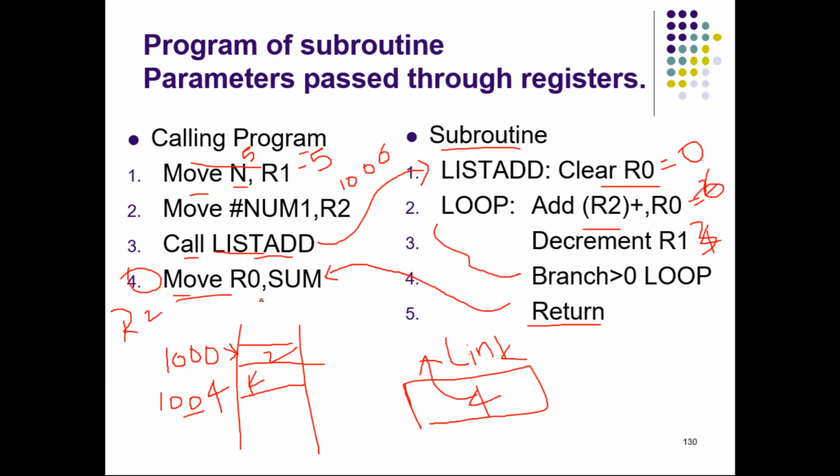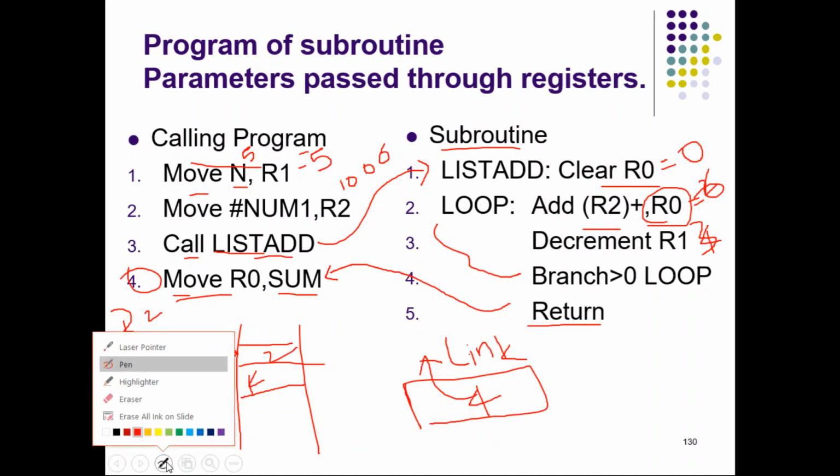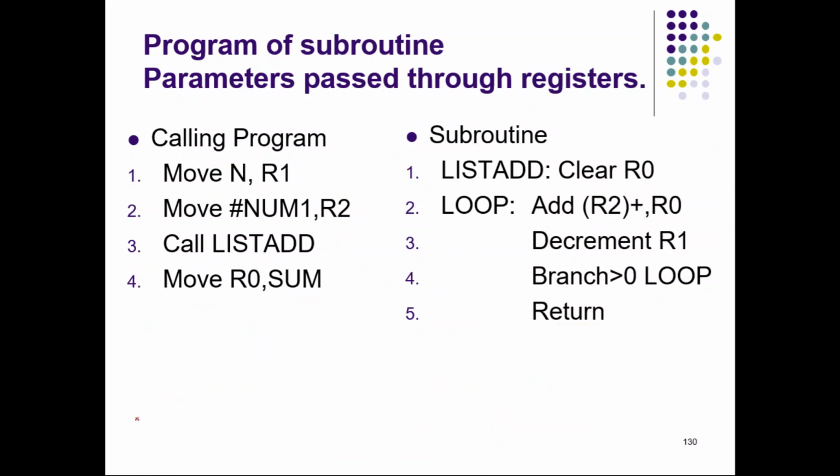Finally, the result is available in register r0, and we are now storing it to the memory location sum. So move r0 comma sum. This will move the content of r0 to the memory location specified by sum. So this is how parameter passing works through registers.